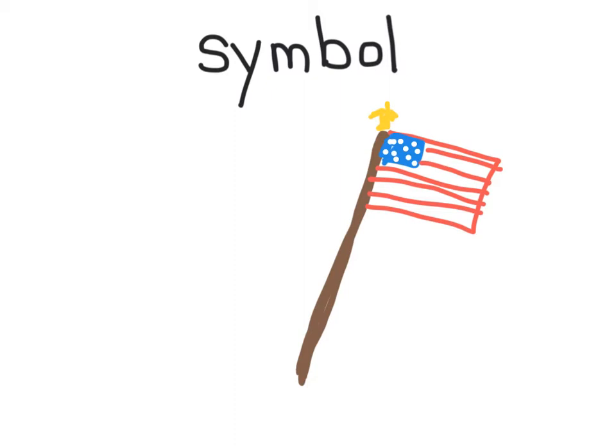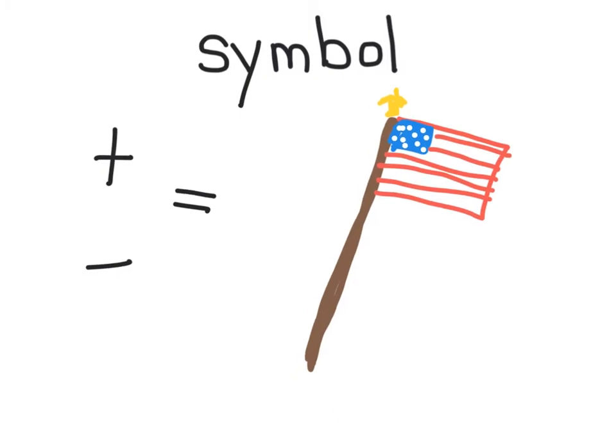In math, we've been using symbols like the plus symbol, the minus symbol, the equal symbol. Those are symbols that represent something. The plus symbol represents addition. So when we're using the plus symbol, we're doing addition. When we're using the minus symbol, we're doing subtraction. And then we have the equal symbol, which means the same as. Those are symbols we're using in our mathematics right now. So the flag is a symbol for our country, and these other symbols are things that we use when we're doing math. Symbols are things that are used to represent something else.